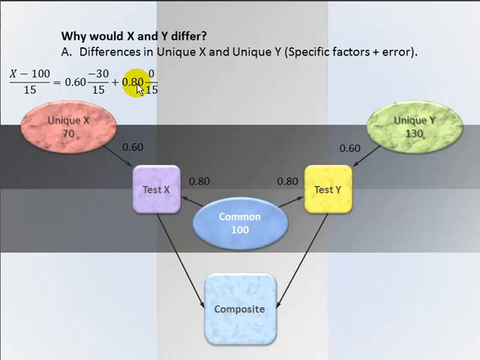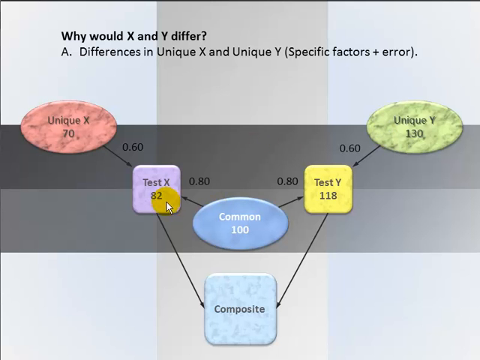Now this 0 is going to multiply this and become 0. This negative 2 times 0.6 is going to become negative 1.2. We're going to multiply 15 by negative 1.2 and get negative 18. And then we're going to add 100 to both sides to solve for X. And X is going to be 82. So this 82 is going to go here. We can do the same process for test Y, but I'm going to spare you the arithmetic and simply say that if we apply the same kind of equation, we're going to get 118.